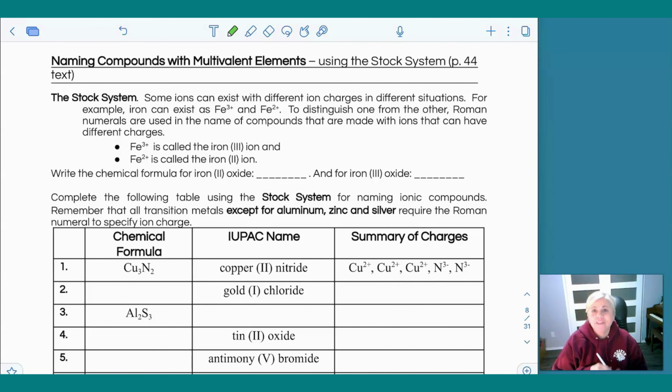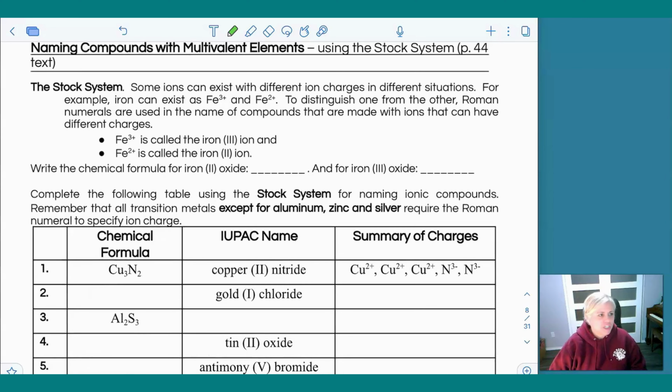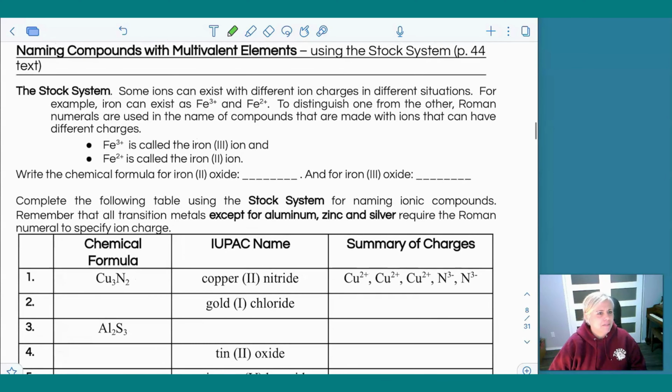Okay, welcome to a little support with working with multivalent ionic compounds. This comes from page 7 in your A2 note booklet. So we'll just go over a little reteach here. Naming using the stock system. The stock system goes like this.